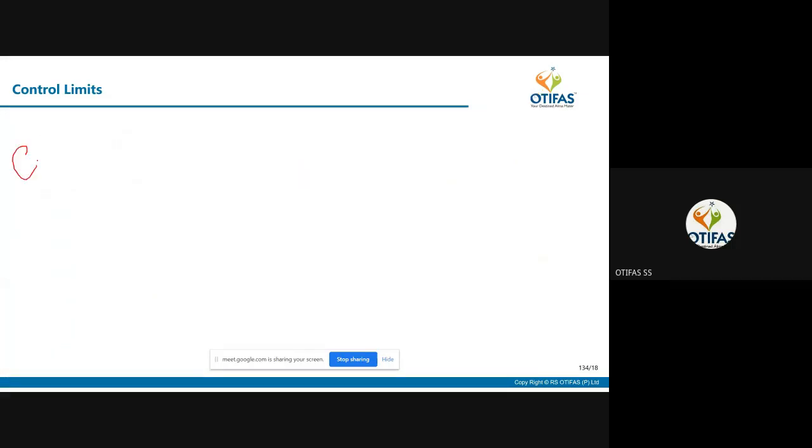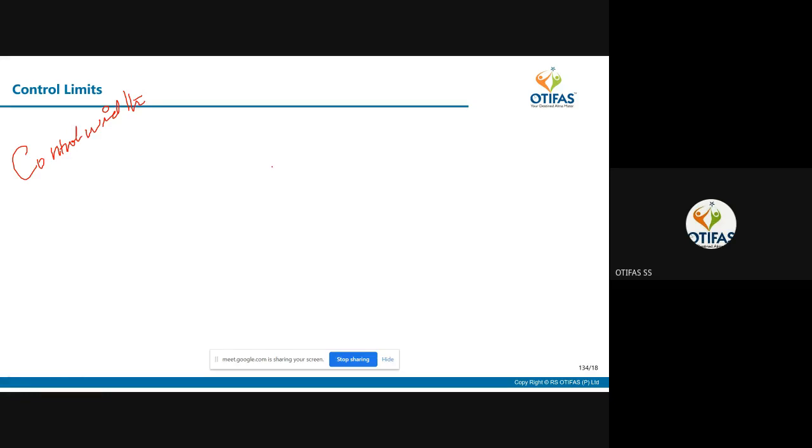Now the second thing is control width. Now, I think you all know this. I asked you once, who is giving control width and specification? Now, who is giving specification width? Who is giving specification limits? Customer. Now, who is giving control limits? Supplier, product owner, process owner. Anybody else?